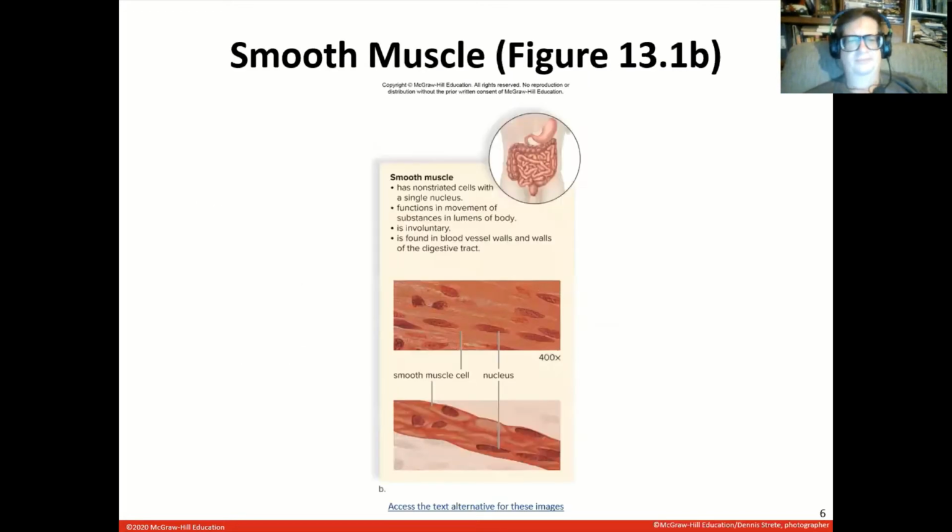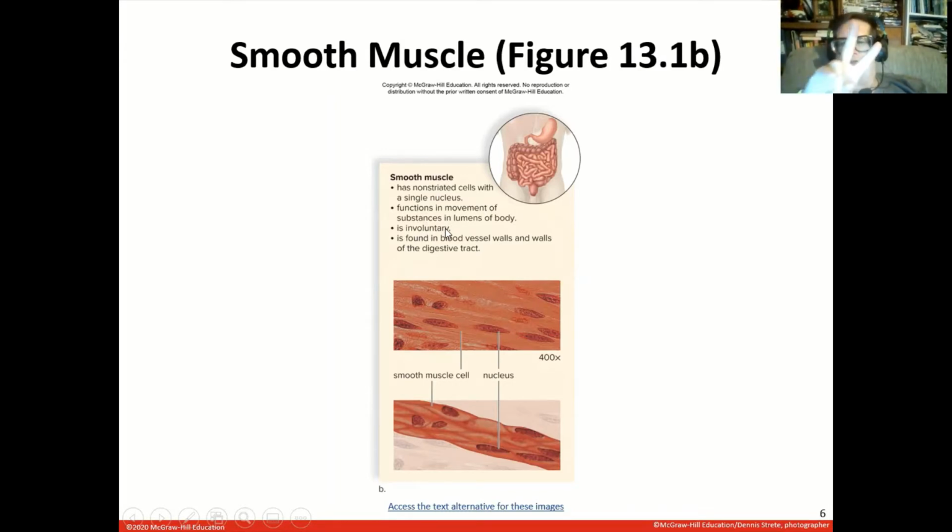We've done that. All right, so here we have pictures of smooth muscle. It says the same thing, non-striated, because just look at the nuclei. Nothing's lined up, so there are no distinct lines. There's one nucleus in the cell. It is involuntary. Notice that.